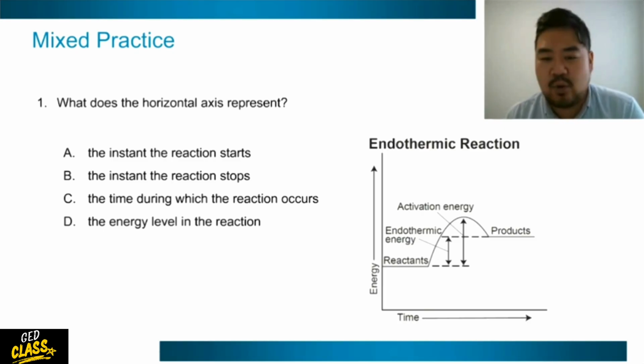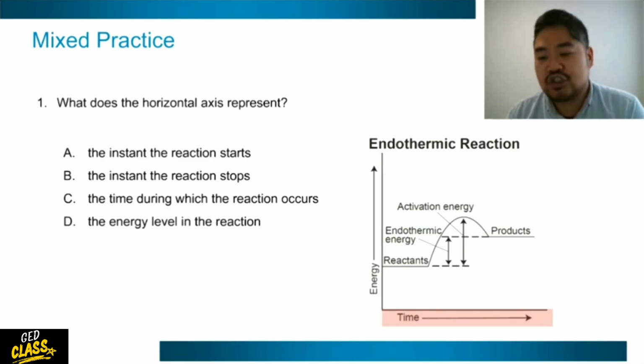Okay, let's take a look at question number 1. It's asking for the horizontal axis. What does the horizontal axis represent? In fact, we see that horizontal axis represented way down here in this graph about endothermic reaction.